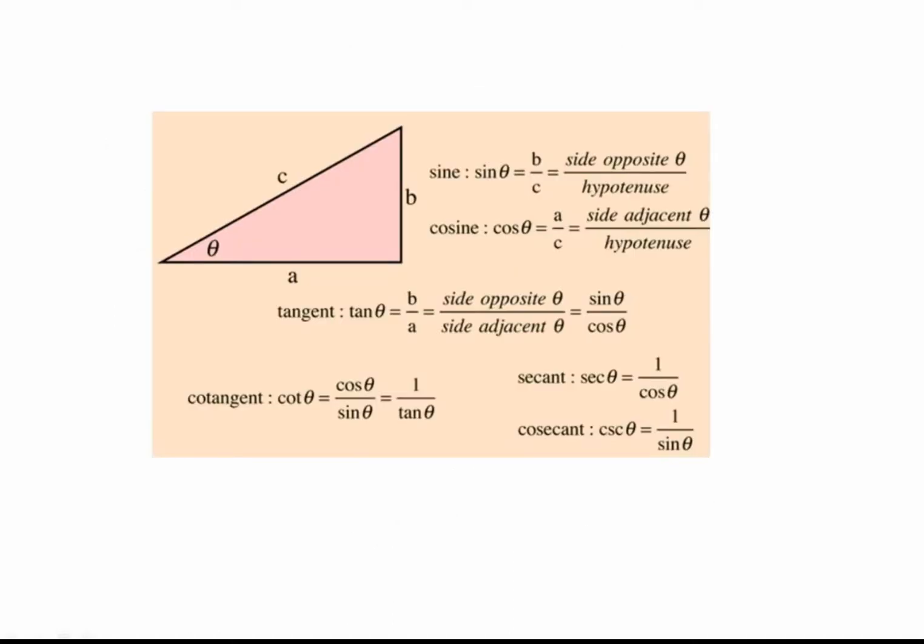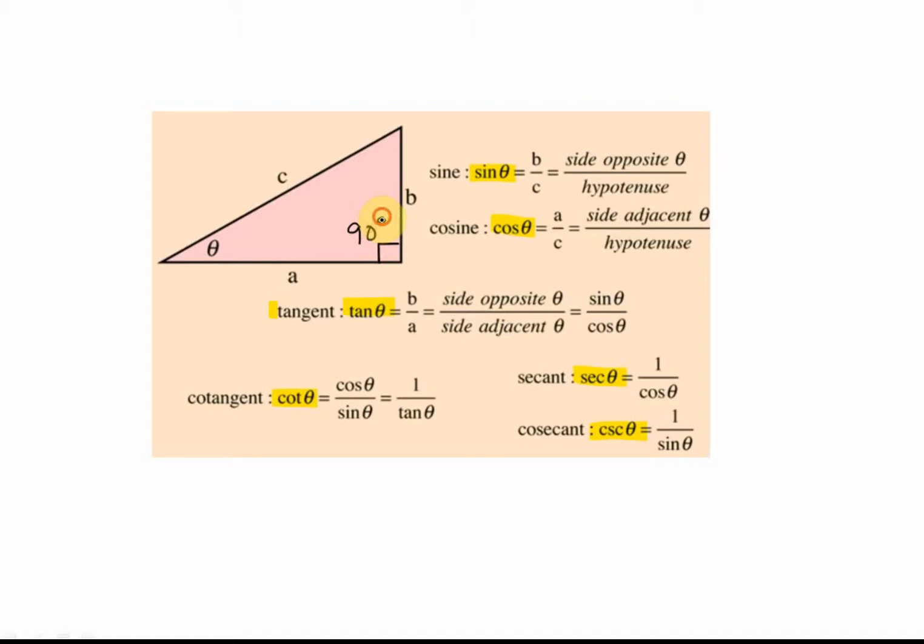And then let me talk about trigonometric functions. So we have 6 trigonometric functions here. Sine and cosine and tangent, and then the reciprocal of sine is cosecant, and the reciprocal of cosine is secant, and the reciprocal of tangent is cotangent. So we have 6 trigonometric functions. Then this is a right angle triangle that has a right angle on the right side.